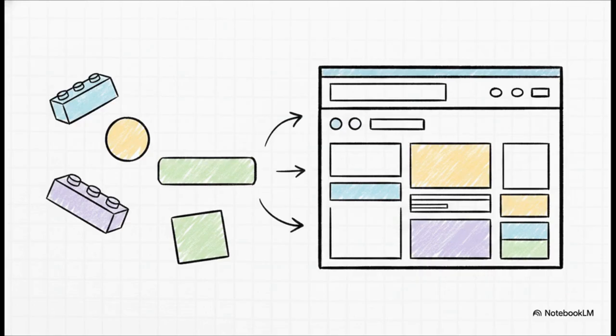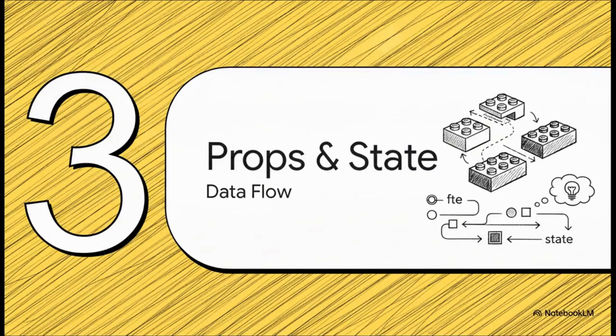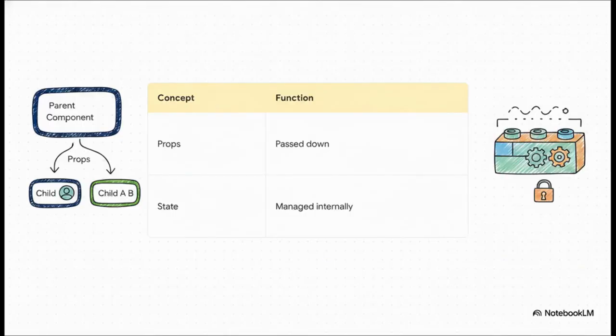Instead of building one giant tangled web page where everything is connected, you engineer tiny, reusable, perfectly isolated units and just combine them to form the final product. All right, Section 3, data flow, specifically looking at props and state. A modern web app isn't just a static painting. Those modular Lego bricks we just talked about need a seamless way to communicate and remember data.